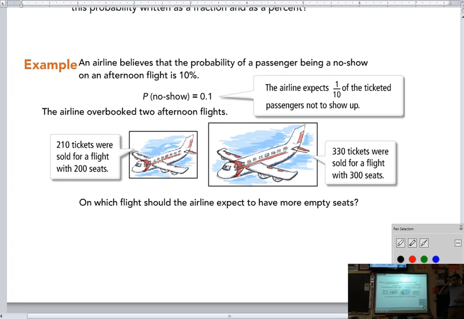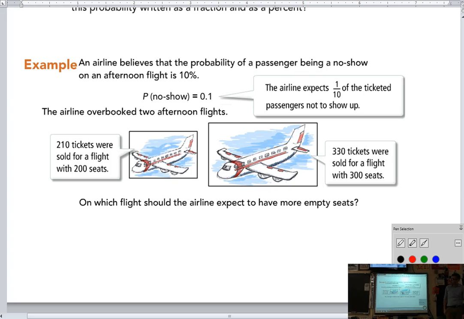So, on which flight should the airline expect to have more empty seats? For the first flight, they sold 210 tickets on a flight that's supposed to house 200 people. On the second flight, they sold 330 on a flight that's supposed to house 300. Which one has room left in their overbooking? So they want to overbook by 10% is what they're saying.